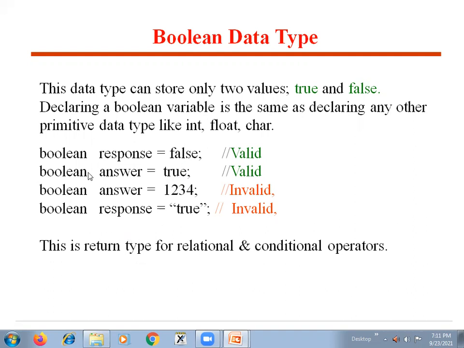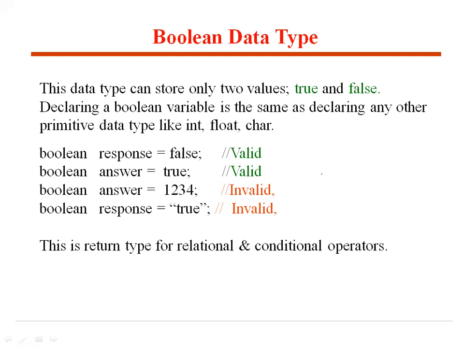Generally, why I am talking about Boolean here is because the return type of relational and conditional operators is Boolean type, either true or false. So there we come across these two values, true and false. Let us see relational operators, then we'll come to know.